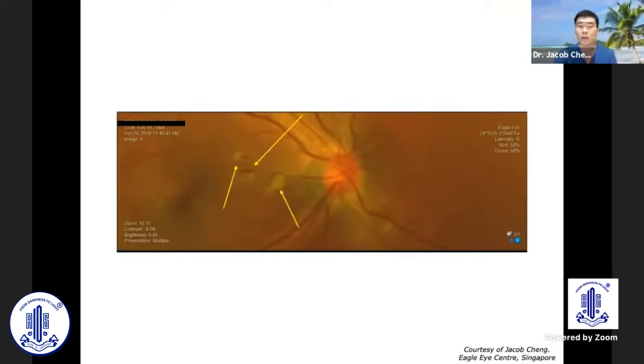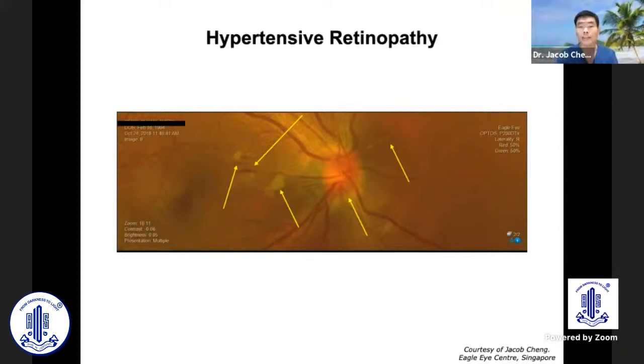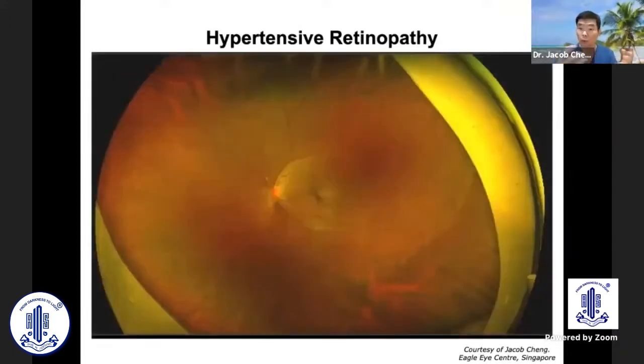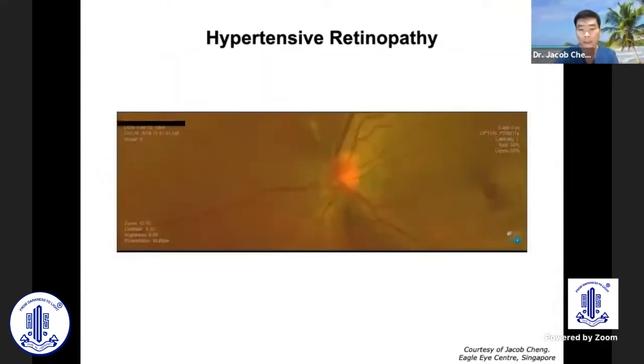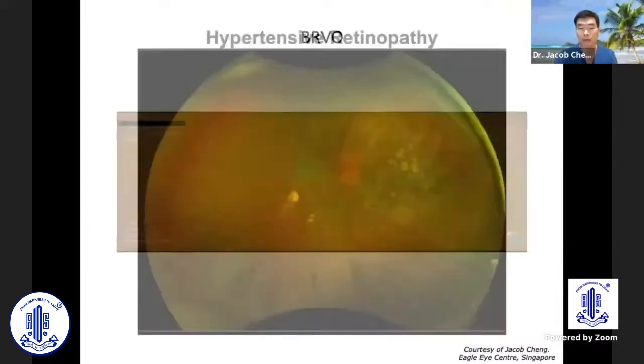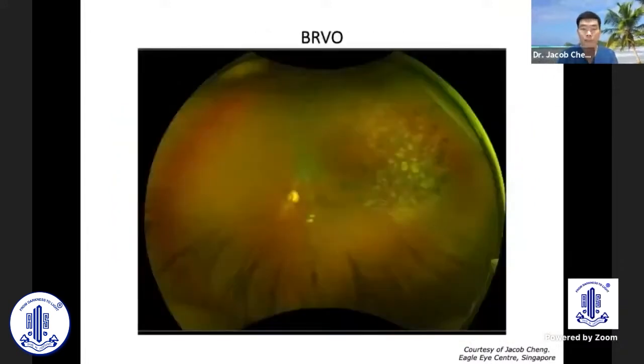In the presence of flame hemorrhages, multiple cotton wool spots, not forgetting blood at the disc margin and disc swelling as well as sclerosed vessels, this patient has hypertensive retinopathy, which can be diagnosed even on the wide field without losing the details. And of course, on the opposite eye, again, we do see the cotton wool spots as well as some sclerosed vessels. This diagnosis is obvious.